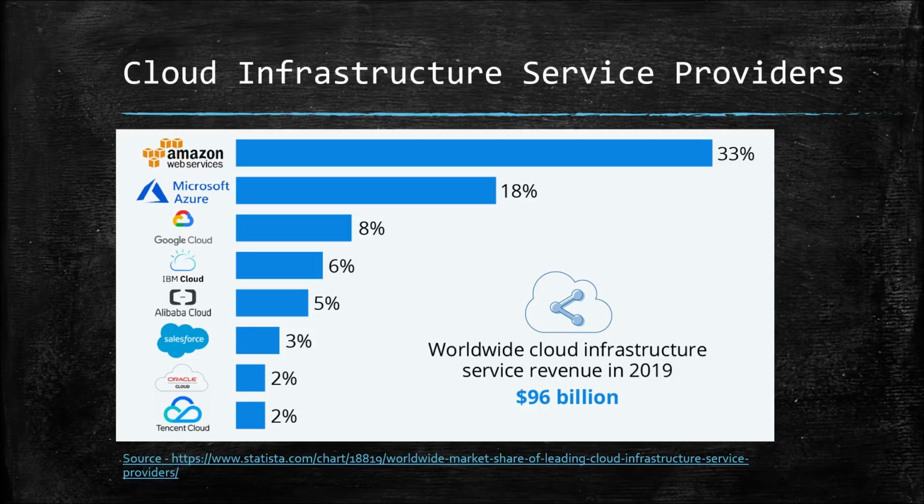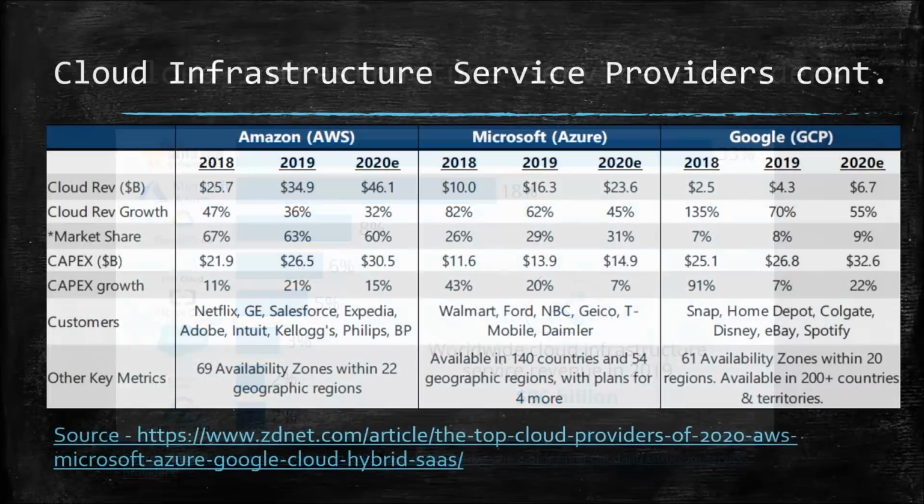So we can see that a lot of money is going into this cloud computing. In 2019, it generated about $96 billion. So this is just to show you how things have been going. In 2018, you can see the revenue was a bit low, and now they're making more. That shows they are getting more customers and people are using it more.